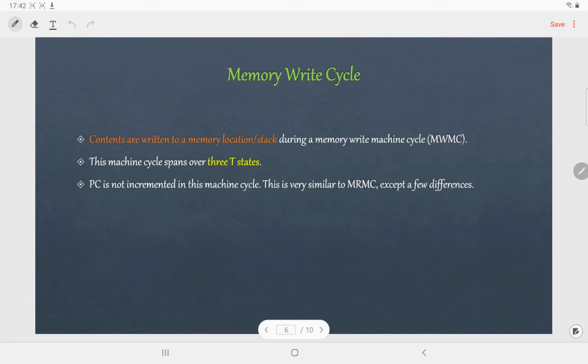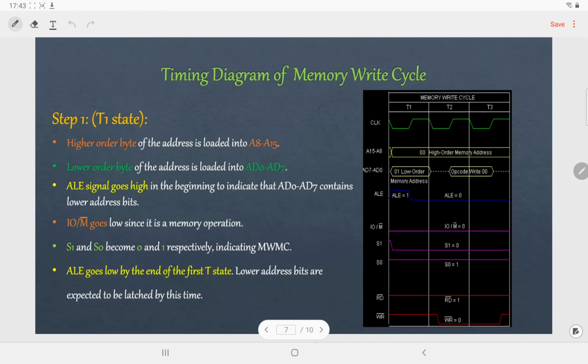Now we will discuss memory write machine cycle. Here the contents are written into the memory location or stack during this machine cycle. And again here also the machine cycle spans over 3 T states. But in case of memory write, the program counter is not incremented. So now let us see the timing diagram of memory write machine cycle.